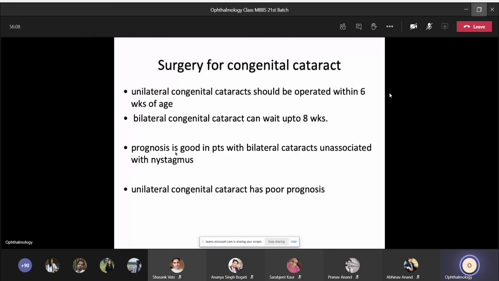Now we are going to discuss surgery for congenital cataract. For congenital cataract, it's very crucial that the patient goes for cataract surgery. Once the cataract is diagnosed in the child, if it is unilateral, we have to operate as early as 6 weeks. Within 6 weeks of life, we have to go for surgery. We can't wait because the patient may develop amblyopia and remain blind forever. In bilateral cataract, we may wait up to 8 weeks, but not beyond that.